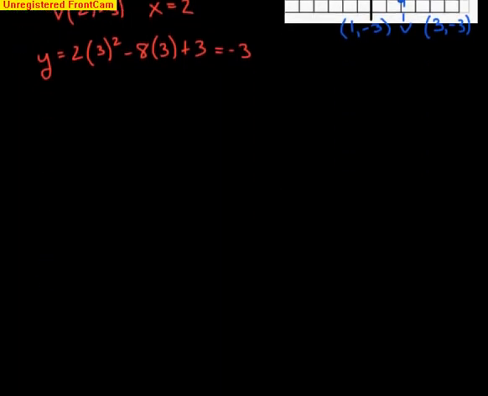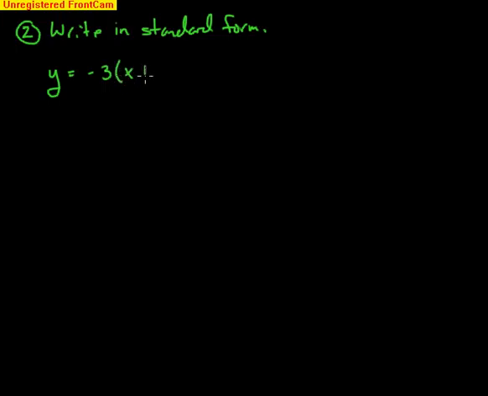Okay, continuing right along, we'll do the second problem. This one is the second type of question you will see. Here, it says, write in standard form. And our equation is going to be y equals negative 3, x plus 4, x minus 5. Here's our equation that we're going to write in standard form.